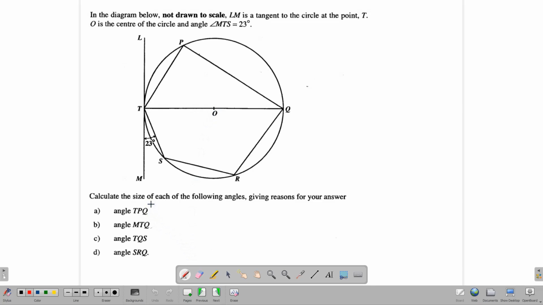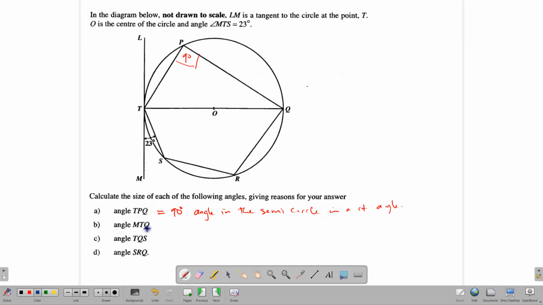We're looking at TPQ, first one. TPQ is the angle here. TPQ is the angle drawn on the diameter. Because it's drawn on the diameter, we know that it is 90 degrees. It's a right angle because the angle drawn in the semicircle is a right angle. So we write our 90 degrees, and we write our reason: angle in the semicircle is a right angle. All right, let's move on.